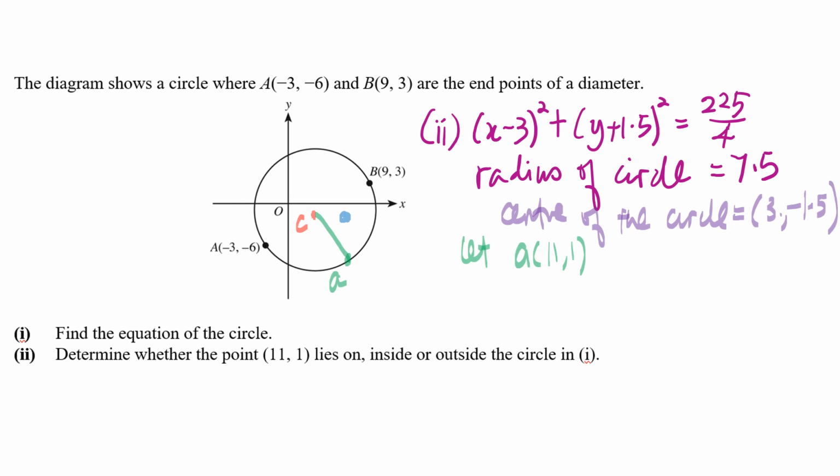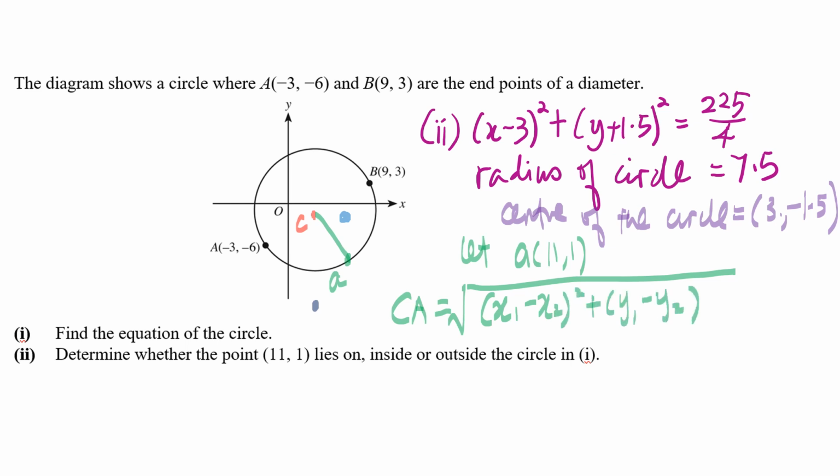And if it's more than the radius of the circle, then what does it mean? It means it must be outside the circle, right? So the important thing now is to find this distance CA. So as usual, let's write down the formula. I mentioned this so many times, if you're not comfortable substituting it directly, just label your points as x1, y1, and then this one will be x2, y2. Okay, now we are ready to substitute into the formula.